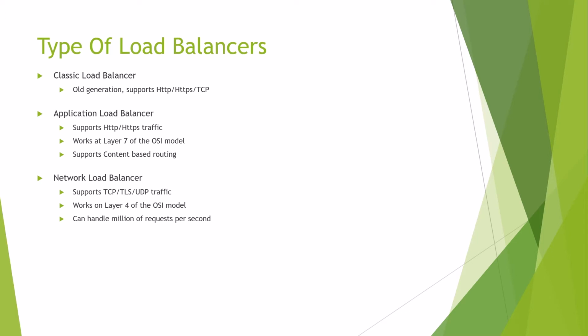And then you have the network load balancer. A network load balancer works on layer 4 of the OSI model, which is the network or the TCP layer. It supports TCP, TLS and UDP traffic, and it's extremely fast. It can handle millions of requests per second.